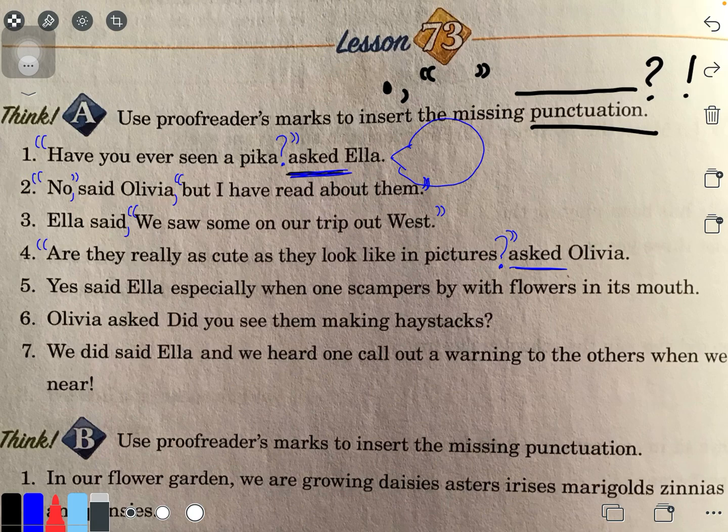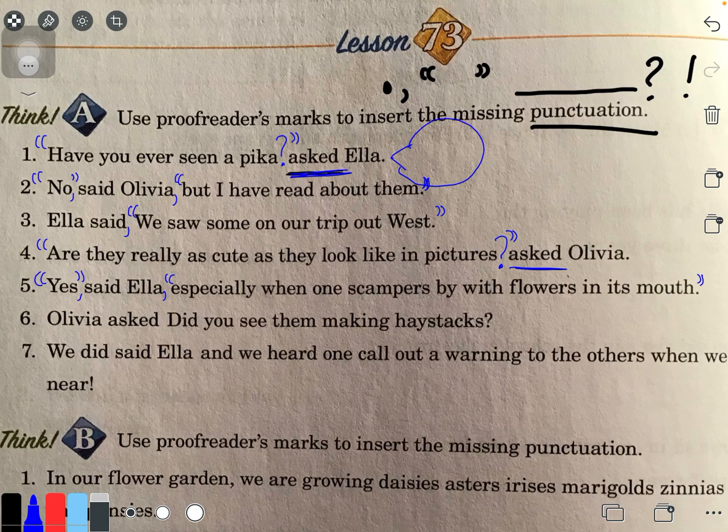Ella's going to say something. She says yes. Let me use blue instead. She says yes, right? And then there's a break where it said Ella, so I put a comma there. I also put a comma after Ella, and then she continues, especially when one scampers by with flowers in its mouth, like that. So that's what we're looking at. Ella's basically saying yes, especially when one scampers by with flowers in its mouth.